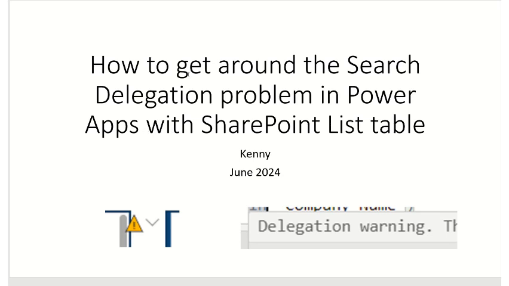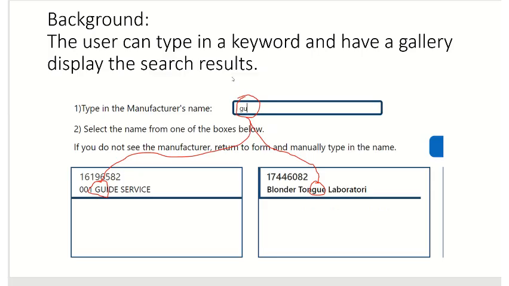Hey, what's up everyone? I'm going to show you how to get around a search delegation problem in Power Apps if you have a SharePoint list table. Here's the demo app that I'm making. Somebody types some keywords into a field, and their results should pop up in a gallery or something, right? Pretty typical, right?